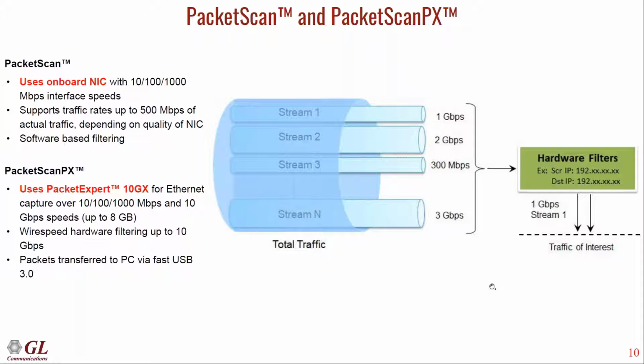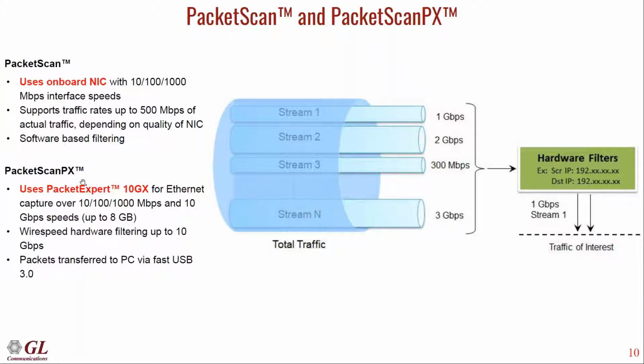Now, PacketScanPX brings the hardware capture ability to PacketScan. It uses hardware-based Ethernet capture. As mentioned, on both 1G ports it supports tri-speed 10, 100, 1000 Mbps speeds, and on 10G ports, 10 Gbps speeds. On 10 Gbps speeds, we can capture up to 8 GB at wire rate. After that, it starts dropping the packets because we have to transfer the packets to the host PC. But on 1G ports in 10, 100, 1000 Mbps, the full wire rate is handled because we can transfer up to 2 Gbps speeds on the USB 3 interface.